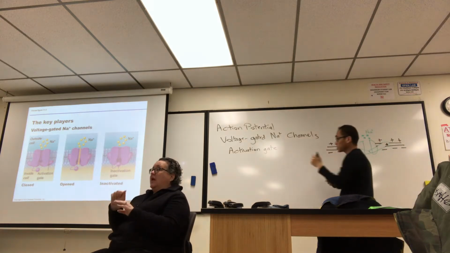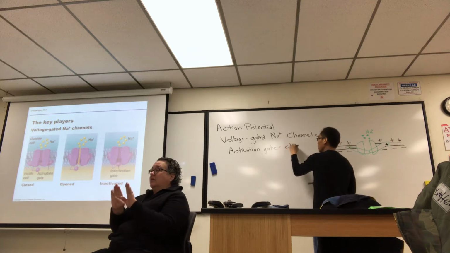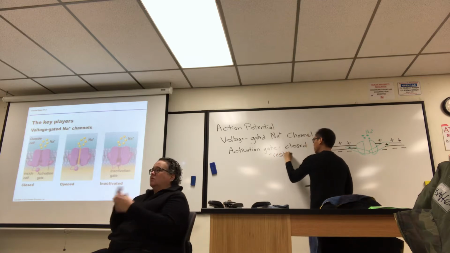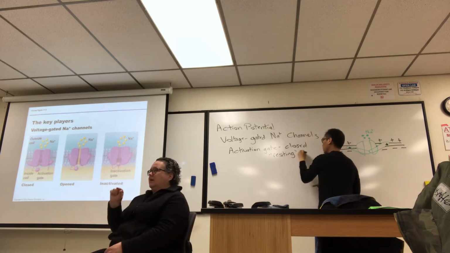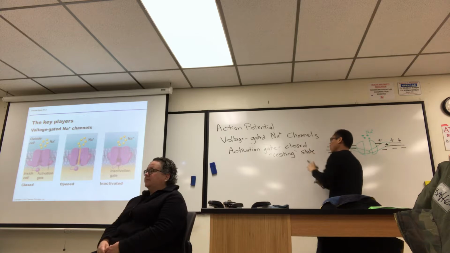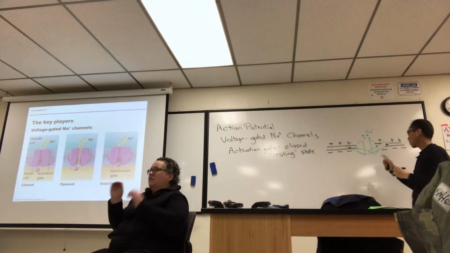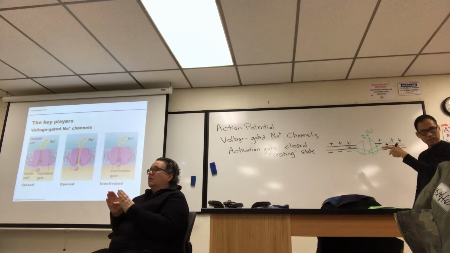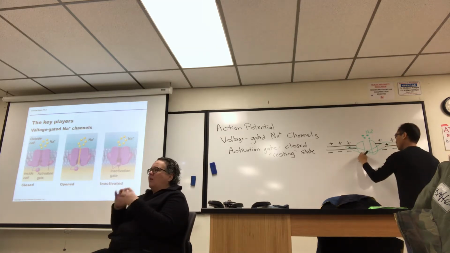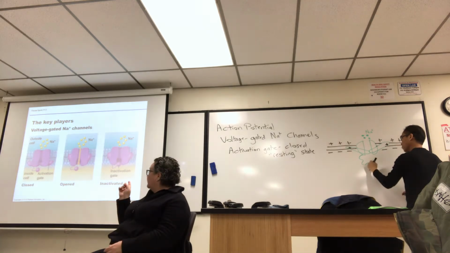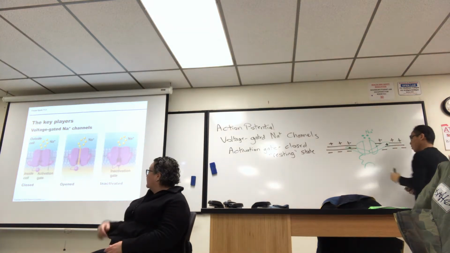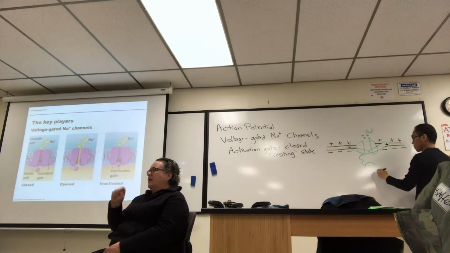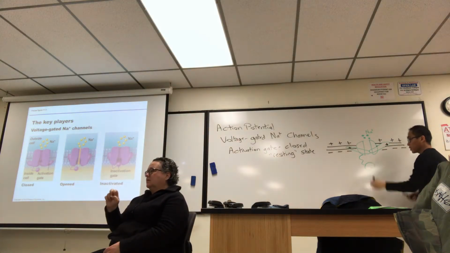When the activation gate is closed, they call this the resting state. There's no action potential when this gate is closed. Okay. There's another gate. The little ball and chain you see on the picture. That's called the inactivation gate. This little ball and chain here.